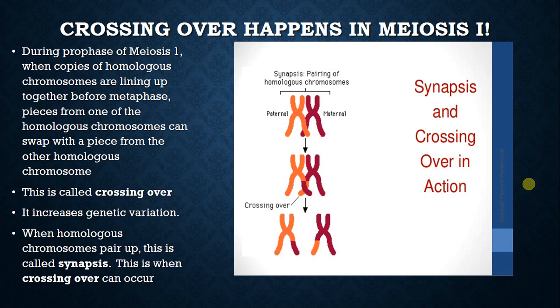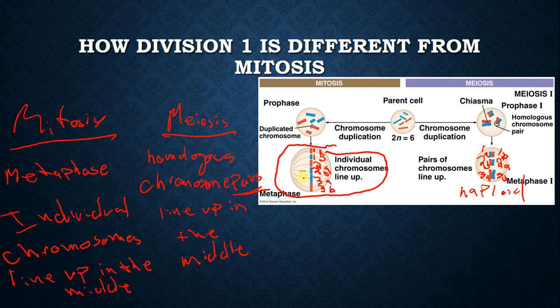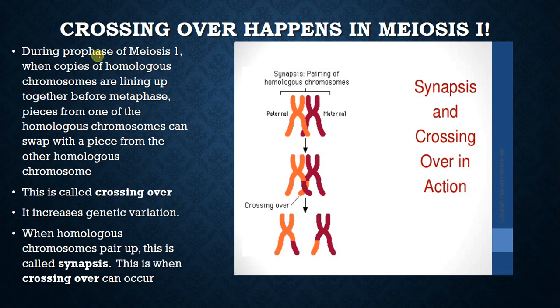Also in meiosis 1, when their chromosomes are lining up along the middle here, since they're paired up in prophase 1, something called crossing over happens. So during prophase of meiosis 1, when copies of homologous chromosomes are lining up together before metaphase, pieces from one of the homologous chromosomes can swap with a piece from the other homologous chromosome.